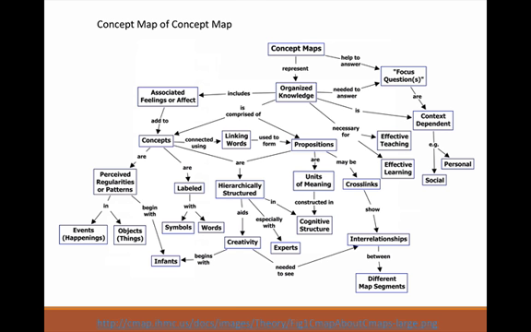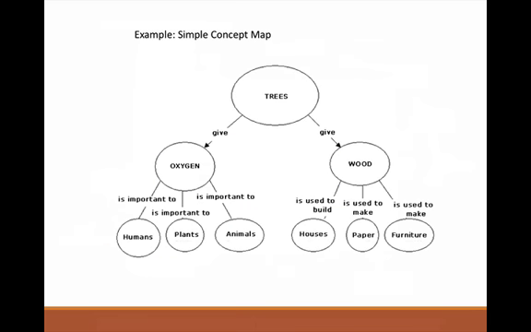So this is a concept map of a concept map, and it shows the way in which different parts of this overall concept are connected. This is a really basic concept map looking at trees. If it were to be used for lower grades, they would perhaps use images a lot more than text.